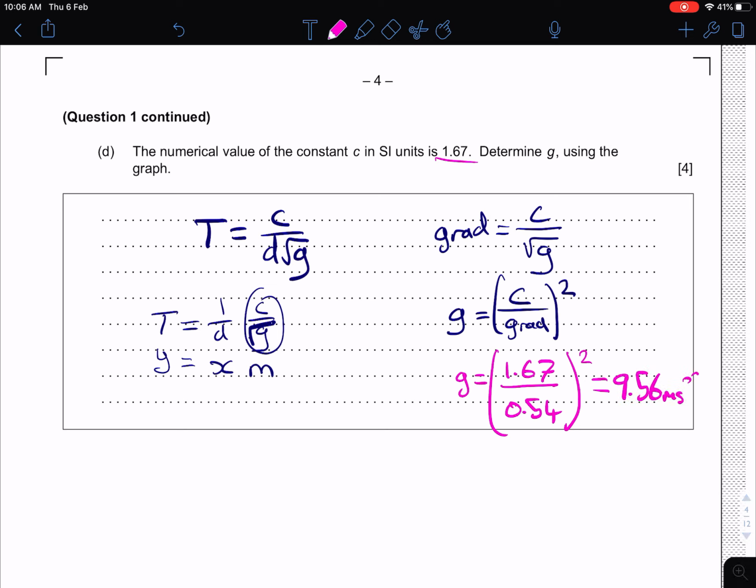That's in meters per second squared. Now you're given a range by the mark scheme. The mark scheme says somewhere between 8.6 and 10.7. So any of those are right.